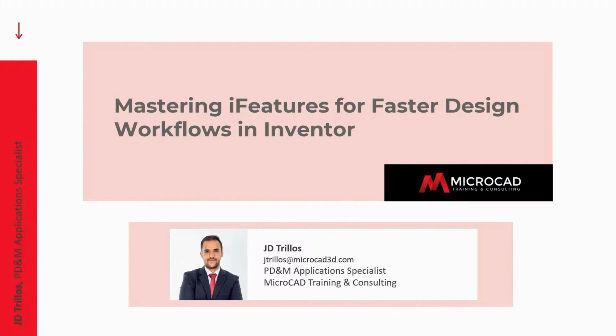Okie doke. So basically today it's gonna be a quick tip, not one of those super advanced features, but one of those very useful features that you can find in Inventor. We'll try to make it as simple as possible, trying to highlight all the properties that we can get. So basically, we're talking about iFeatures.